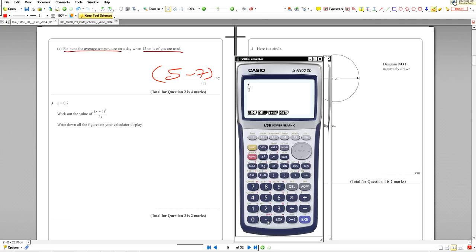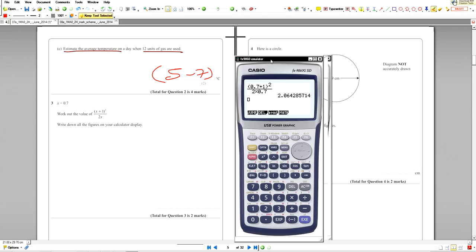So we have here now the x value is 0.7. Then we're going to add 1 to that. We're going to close the bracket, square it, and bring it down to the bottom. Then 2 times the x, 0.7. Has everybody got that on the calculator first of all? Yeah. Mr. Hahn, you got that? Yeah? Press equals. And that gives us an answer, because we need to write down all the figures on your calculator display.